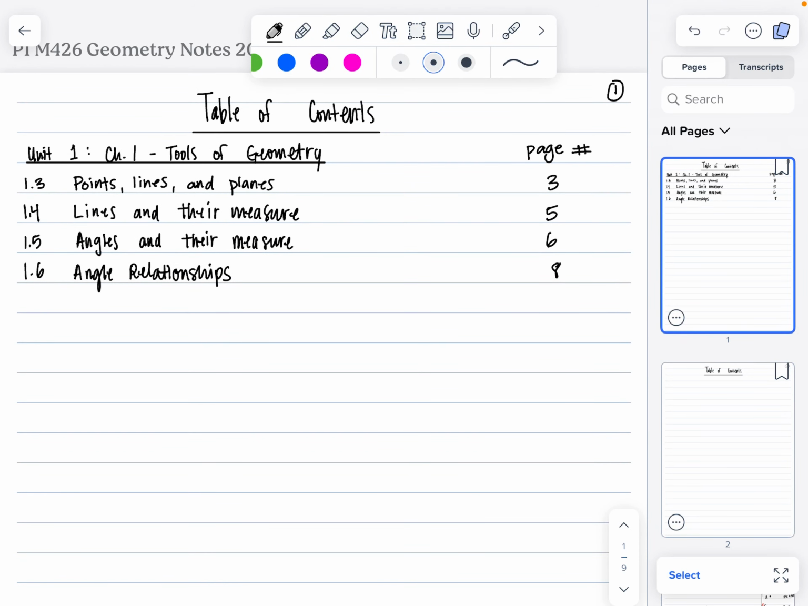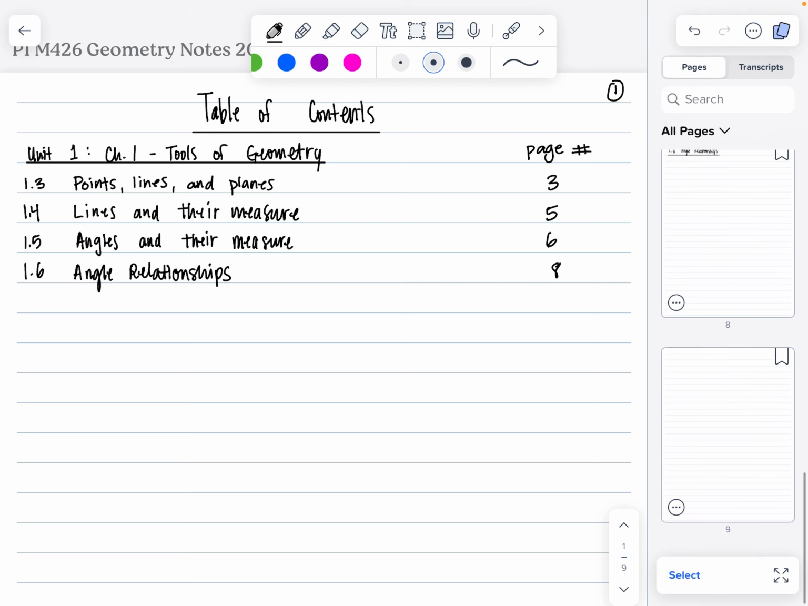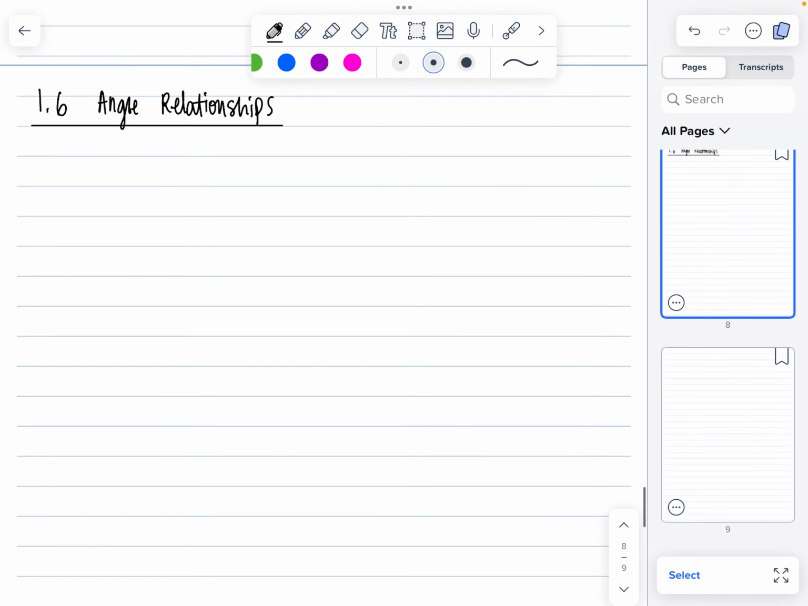Hello, and welcome to our next section for our Tools of Geometry, Chapter 1 unit. We are going into angle relationships. This is our table of contents. Pause the video if you need to. This is also going to be on my page 8, so get the title down, and let's get into it.